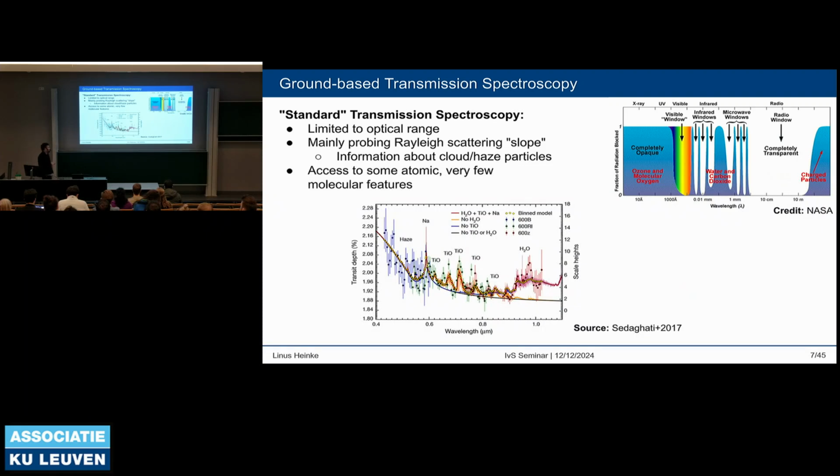If we have cloud and haze particles, we see these slopes, these Rayleigh scattering slopes, which we can characterize to find out information about the properties of cloud particles. And then we can see some atomic features and maybe even some molecular features. But most of the stuff that we're interested in will be further into the infrared, and that's not accessible from the ground.